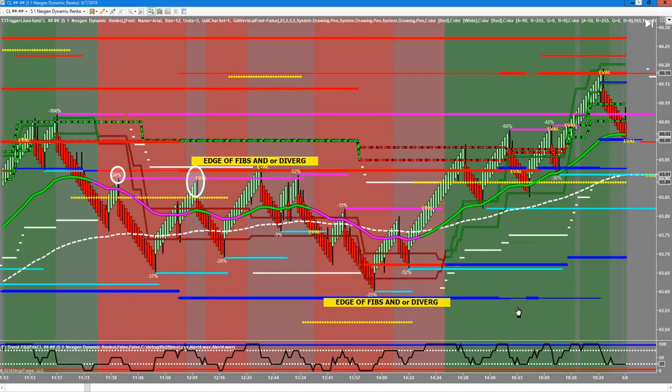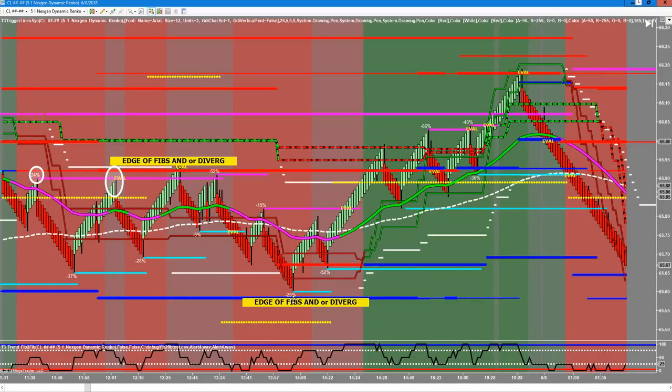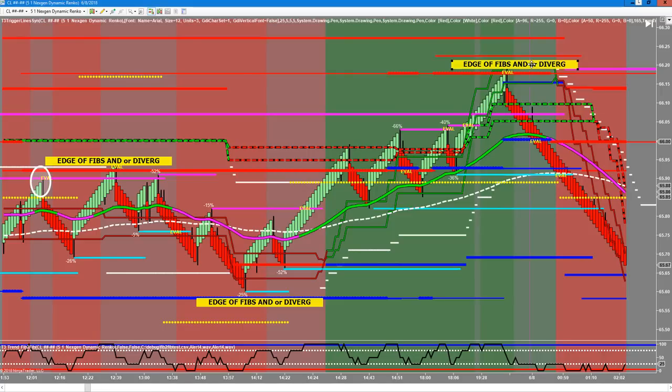Jeez Louise. Again, this is a lot of waiting, right? Could you have had one trade in here? Yes, but it's a one trigger trade, so we're trying to do ultra high probabilities here. You can see the temptation of some edges of fibs and divergences for changing the market trend, can't you?